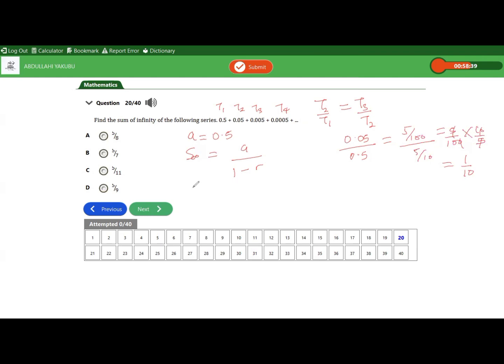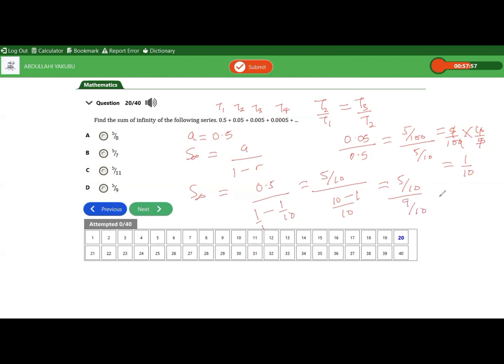So if I come here, S infinity is equal to the first term, which is a, and it's 0.5 all over 1 minus the common ratio, which is 1 all over 10. So I can rewrite 0.5 as 5 over 10, then all over. Here, what is the LCM? The LCM is 10. So make this 1 over 1. So how many times 1 goes into 10? It goes 10 times. 10 times 1 gives us 10. Minus 10 into 10 is 1. 1 times 1 gives us 1. This will be equal to 5 all over 10, right? Then all over 9 over 10.